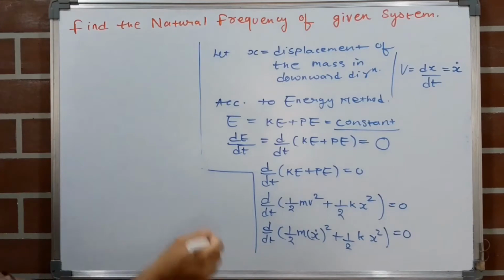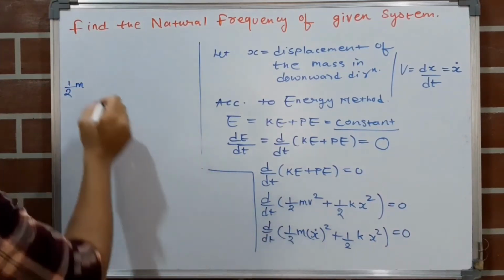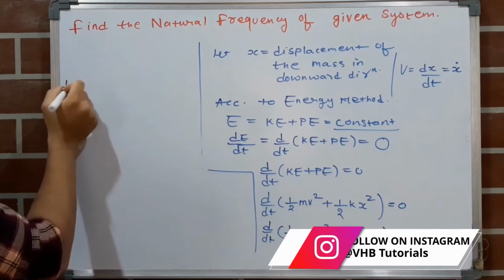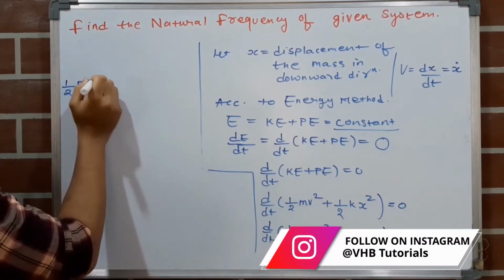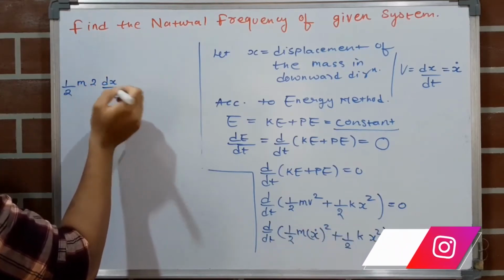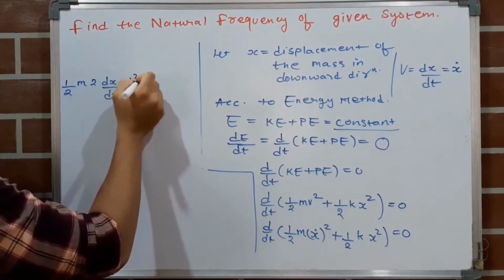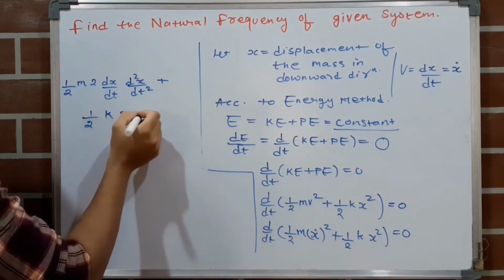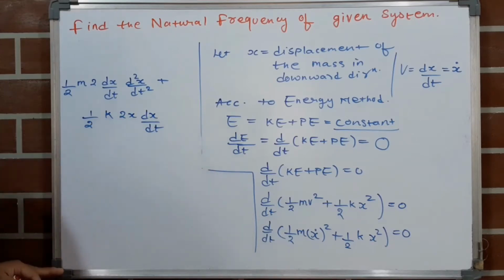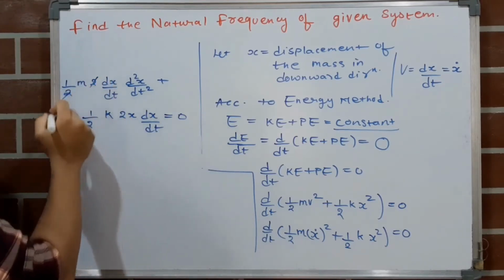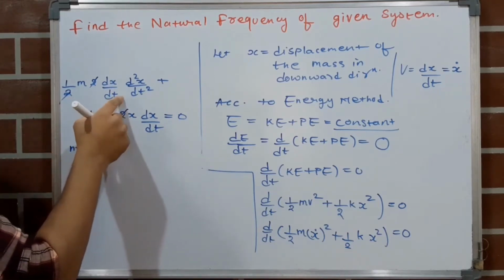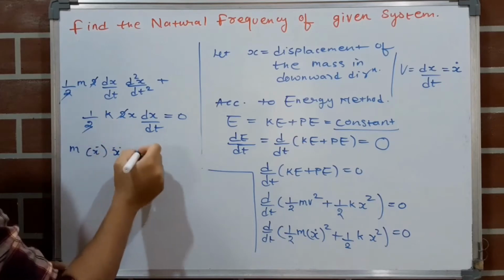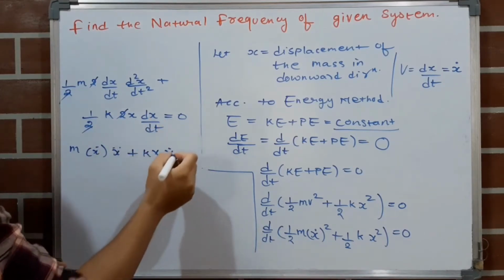So if we differentiate this, it will be 1 by 2 into m into 2 x dot into x double dot. How I will show? First, we will write 1 by 2 into mass. Mass will remain constant. So this will be 2 into dx by dt, that is x dot, into d square x by dt square, plus 1 by 2 into k into 2x into dx by dt, which is equal to 0. Now this 2 and this 2 get cancelled. We will get m x dot, and d square x by dt square will be x double dot, plus k into x dot, again dx by dt, which is equal to 0.